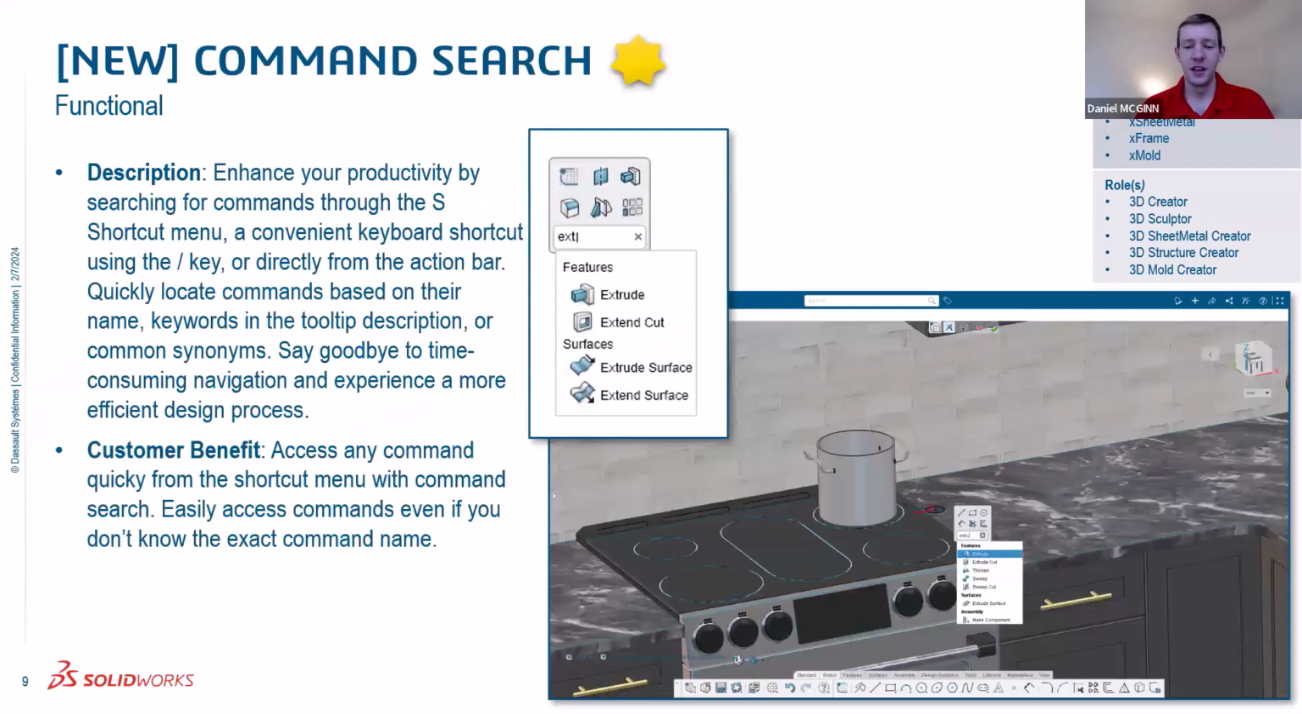Okay, this is here by popular demand: command search. It's very popular in SOLIDWORKS Desktop, so we brought it to the X apps. And just like with many of these enhancements that I'm describing, this one is present in all of the design and 2D authoring X apps. So you can easily search for commands from the S shortcut key. You can access it through the / keyboard shortcut, or there's also a command from the action bar.